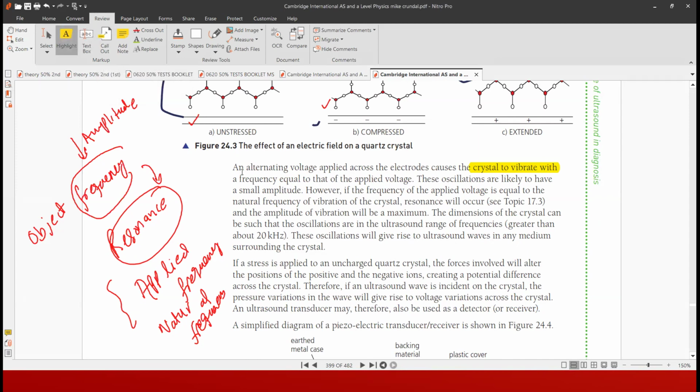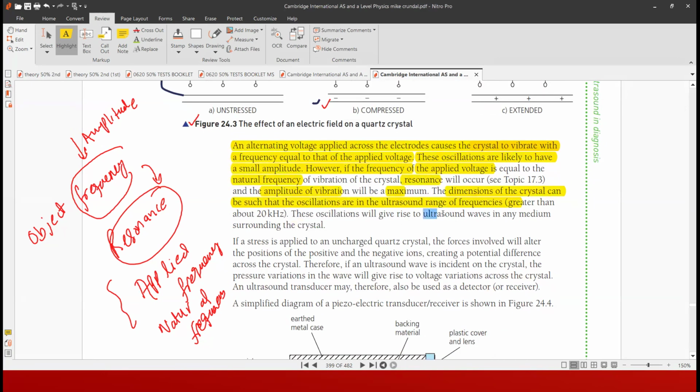So here it has been discussed that an alternating voltage across the electrodes causes the crystal to vibrate at a frequency equal to that of the applied voltage. These oscillations are likely to have a small amplitude. However, if the frequency of the applied voltage is equal to the natural frequency of vibration, the crystal resonates and the amplitude of vibration will be maximum. The dimension of the crystal can be such that the oscillations are in the range of ultrasound, greater than the frequency of 20,000 hertz. These oscillations will give rise to ultrasound waves in any medium surrounding the crystal.